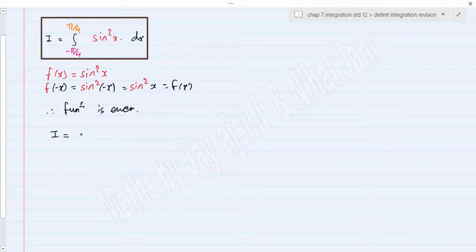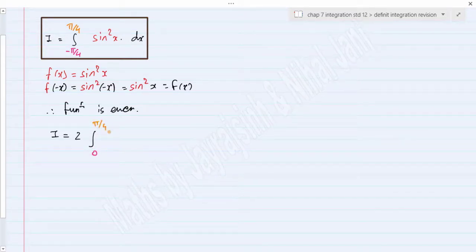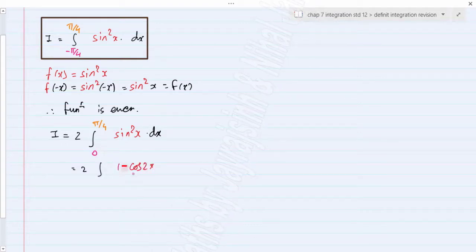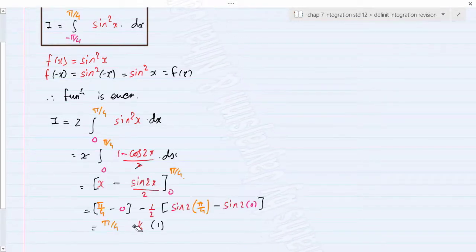So I can be converted into 2 times the integration from 0 to pi by 4 of sin square x. So let's convert this sin square x into (1 minus cos of double the angle) divided by 2, dx, and our limit is from 0 to pi by 4. So your final answer is pi by 4 minus 1 by 2.